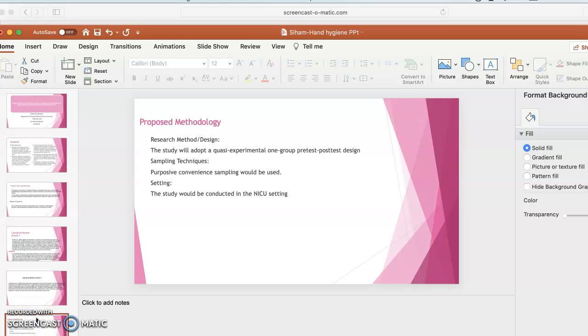Research method. The study will adopt a quasi-experimental one-group pre-test, post-test design. Sampling technique. Purposive convenience sampling would be used. Setting. The study will be conducted in the NICU setting.